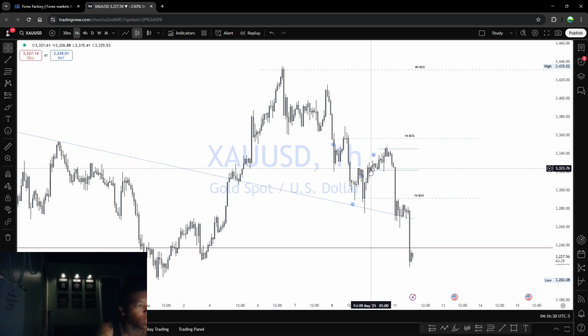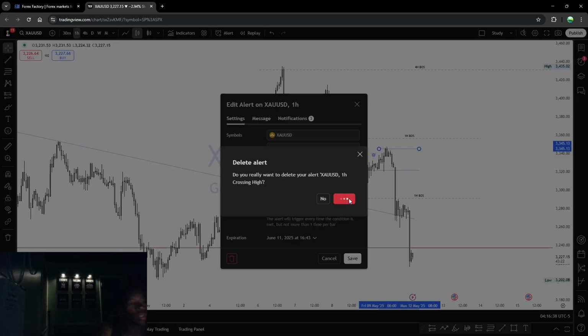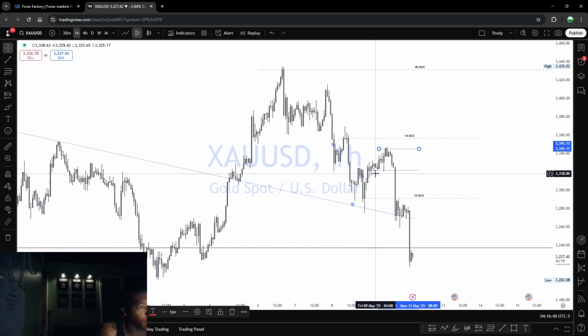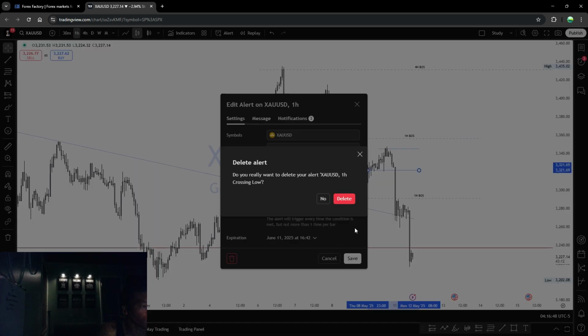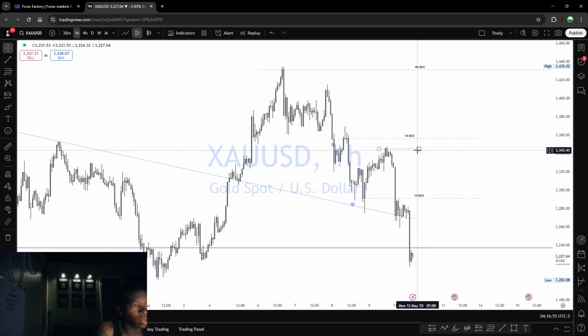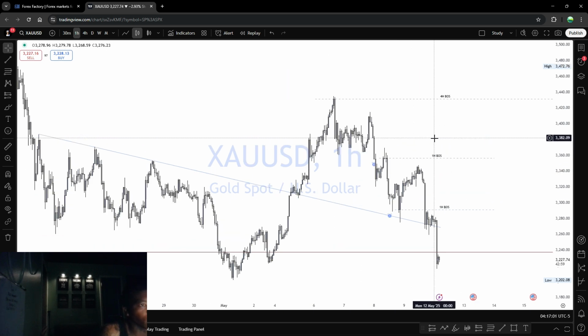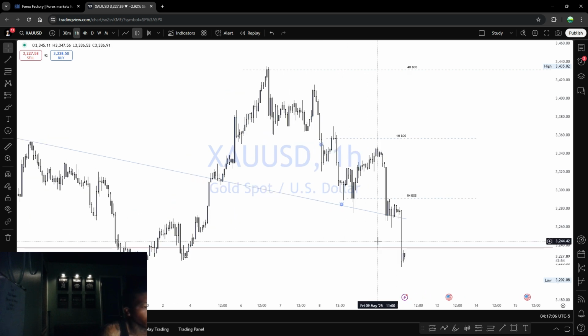So let me do this. Let's edit this alert. Add the alert here. Same thing here. Once that broke, I got the alert. Thinking about keeping this one. I don't have the box in. Keep it at this low. If price makes it up here, we'll be notified about that. So let's just see what price is doing now.